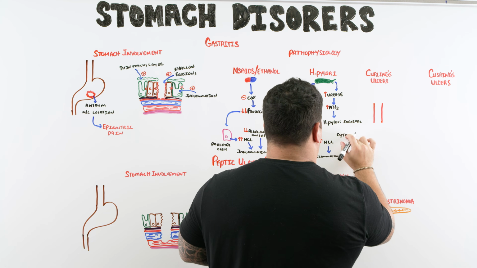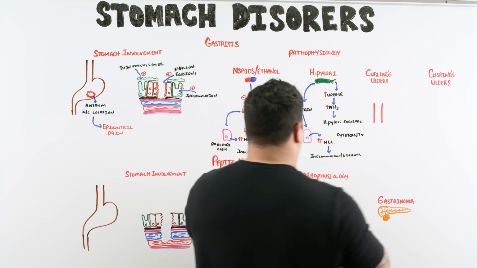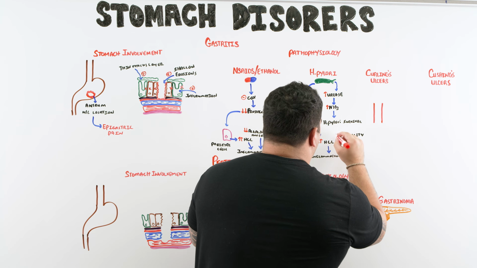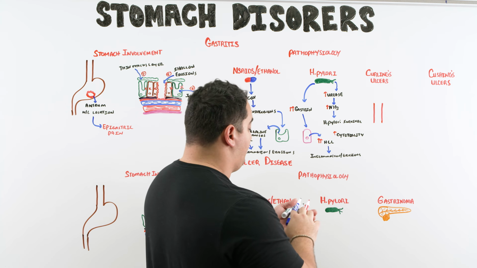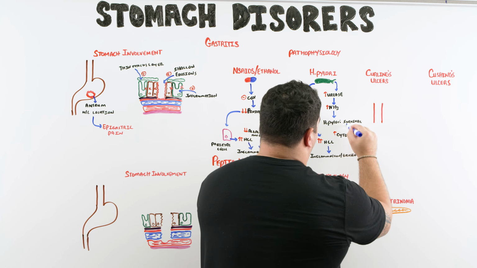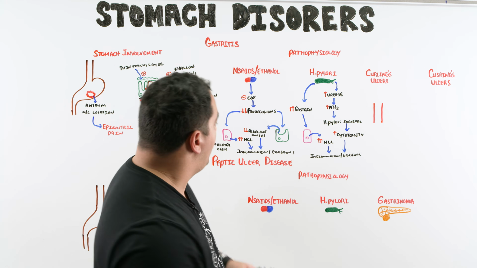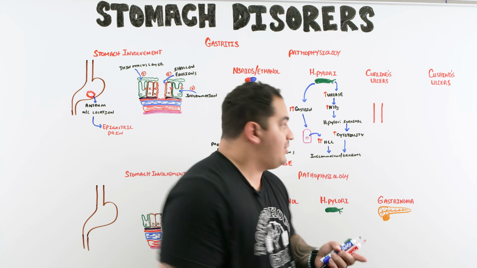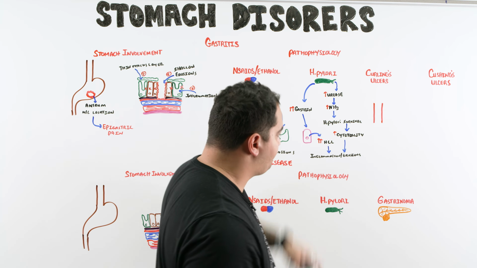I gotta spell these things right, man. Cytotoxicity to these actual cells. When there's an increase in the cytotoxicity, there's more injury to the mucosal cells, more inflammation, and then thus, over time, you'll end up with these nasty erosions as well. Okay? So with these patients, we now see H. pylori, how this one can cause gastritis.